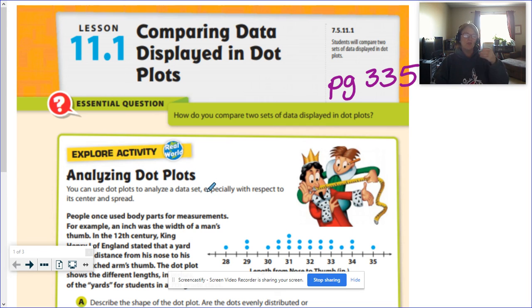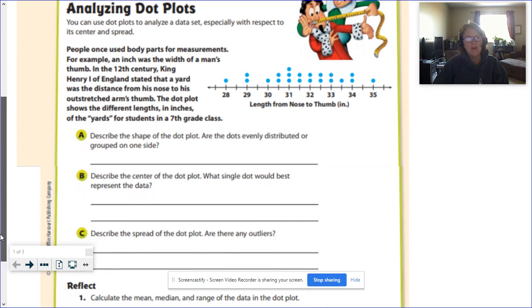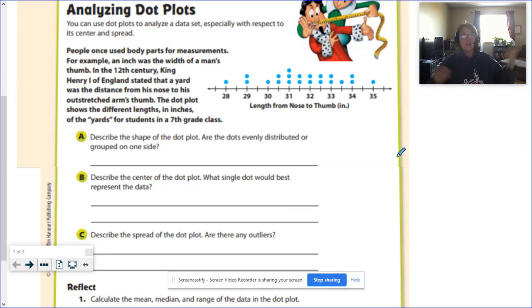Comparing data. So it's not just about creating, then it's taking a look at it and analyzing it. Let's take a peek. People once used body parts for measurements. They didn't have tape measures and rulers. So for example, an inch typically was the width of a man's thumb. Way back in jolly old England, they say that King Henry I also stated that a yard is measured from your nose, or I always use the center of my chin, out to the end of your thumb. In fact, my mom taught me that eons ago when trying to measure fabric really quickly.